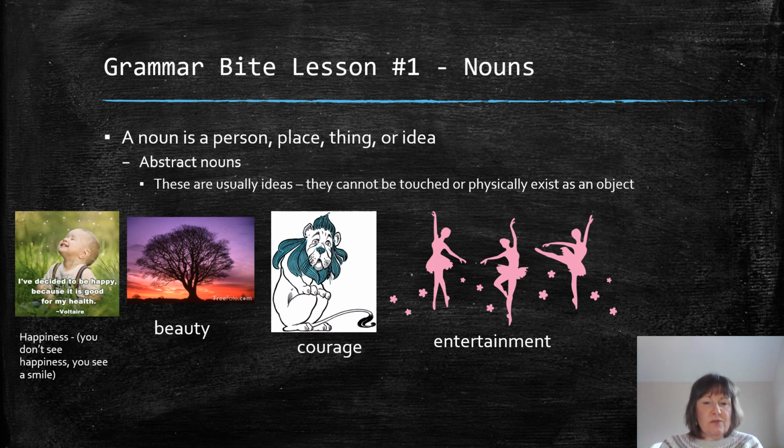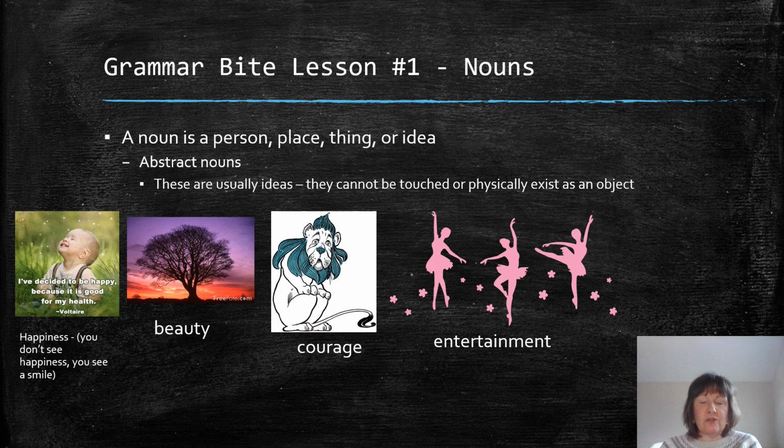And when you put the two of them together like this, or you look at the beautiful colors in the sunset, you might say, oh, that's beauty right there. And that would be a concept or an idea of what beauty is. So there might be different examples of beauty. And depending upon what you're looking at, what concrete nouns you're looking at, that beauty might be pictured in a different way. Also courage. So I have a picture of the Cowardly Lion here, and he gained courage.